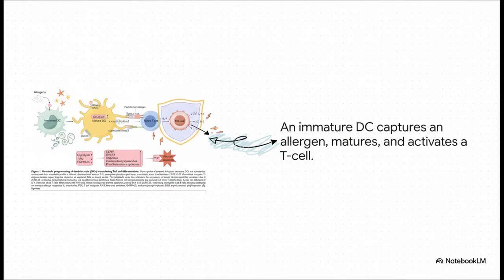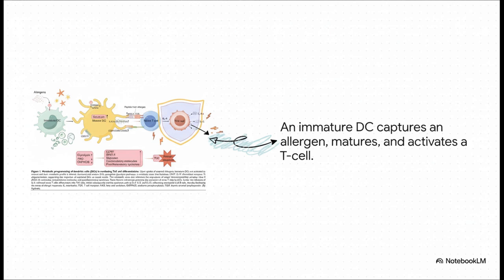And this picture shows its job perfectly. Just follow along. On the left, you've got an immature dendritic cell that runs into an allergen. It basically eats it, processes it, and matures. Then it travels to a lymph node, finds a rookie T cell, and shows it a piece of the allergen. It's essentially saying, hey, see this?